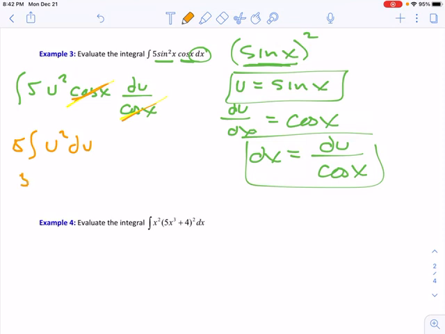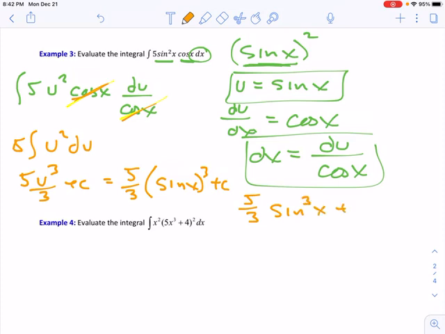So we have 5 times u cubed over 3 plus c, which is 5/3 times the sine of x cubed plus c. And of course, you could write that as 5/3 sine cubed of x plus c. That's a little bit nicer way to write it when it's a trigonometric function like that.